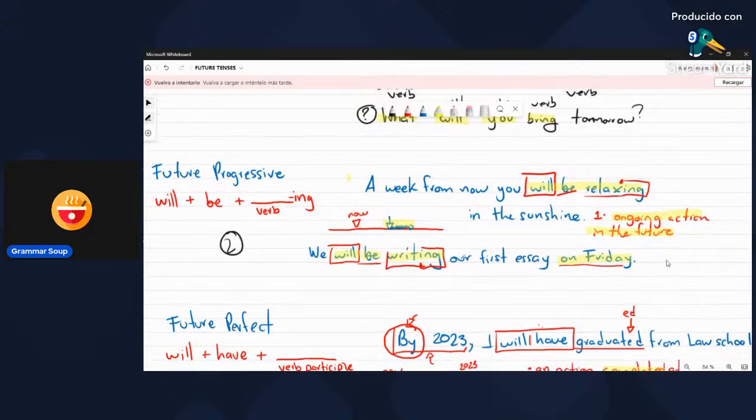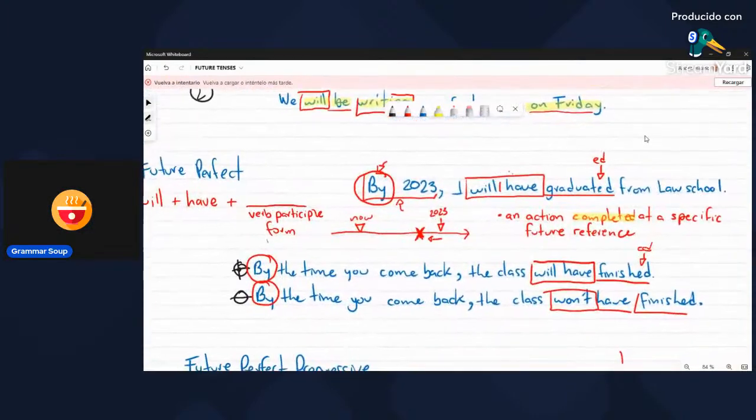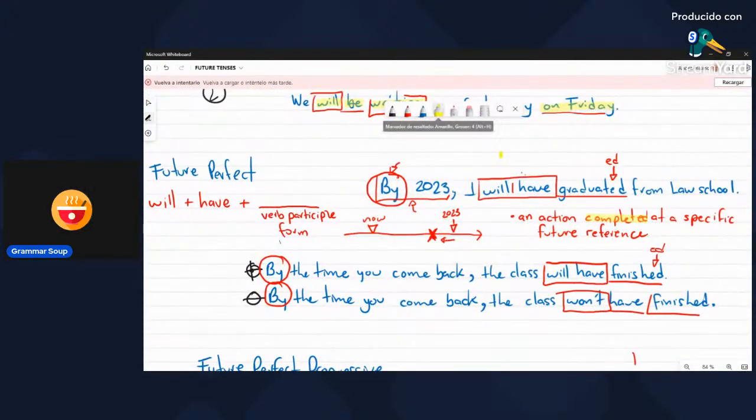Okay, now we also mentioned the future perfect. Yes, the future perfect, we use it for an action that will be completed at a specific time in the future. For example, by 2023, I will have graduated from law school. So this person is very close to graduating. I know that some of you probably will graduate soon. But well, this person will have graduated before 2023. Yes, of course, it's not 2023 yet. So maybe 4 more months, I would say.